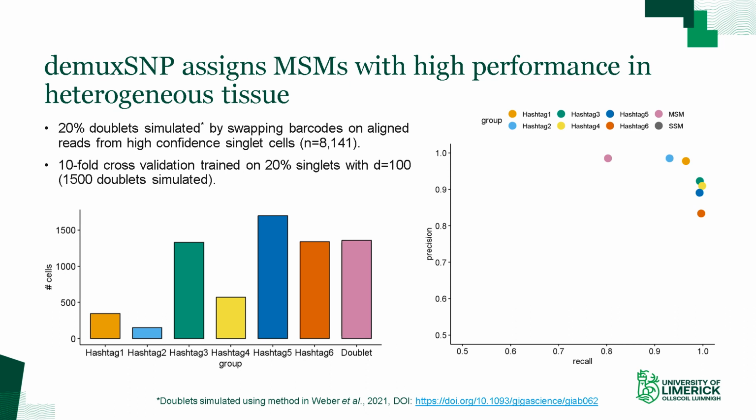Again, we can see a slight reduction in performance. However, we're still getting consistently high performance across each of the groups. There is a slightly lower recall in the doublet assignment. However, we expect we should be able to assign the remainder of these doublets using downstream doublet detection tools.